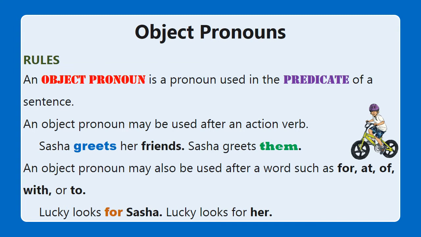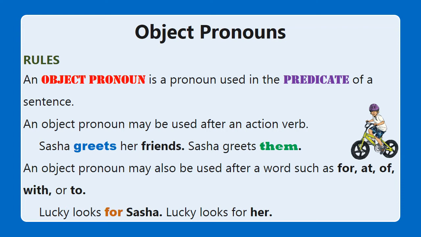Object pronouns. Look at the rule. An object pronoun is a pronoun used in the predicate part of a sentence. Remember that sentences have two parts, a subject and a predicate. But an object pronoun may be used after an action verb. Let's look at this sentence.